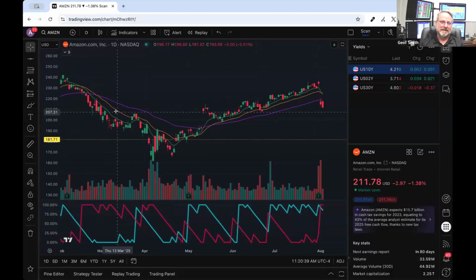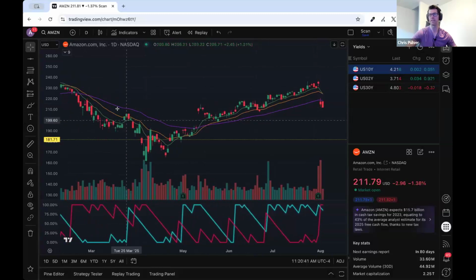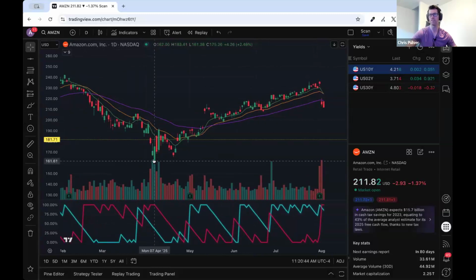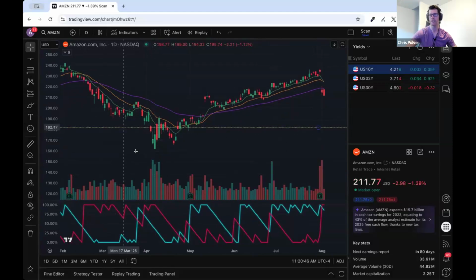I'm looking at some ratio spreads on Amazon. I've been playing the April low, the 160 to 150 zone. I still have some Amazon ratio spreads, 160 by 155, 155 by 150. So I'm playing those April lows. I don't think we get back down to those levels. And like you said, earnings numbers were solid.